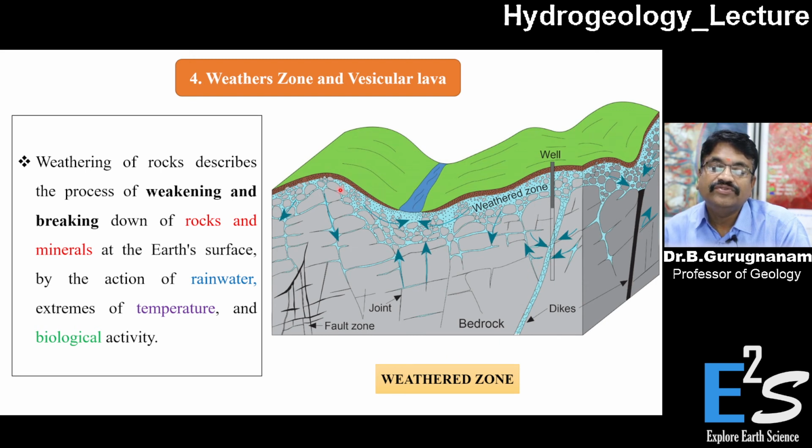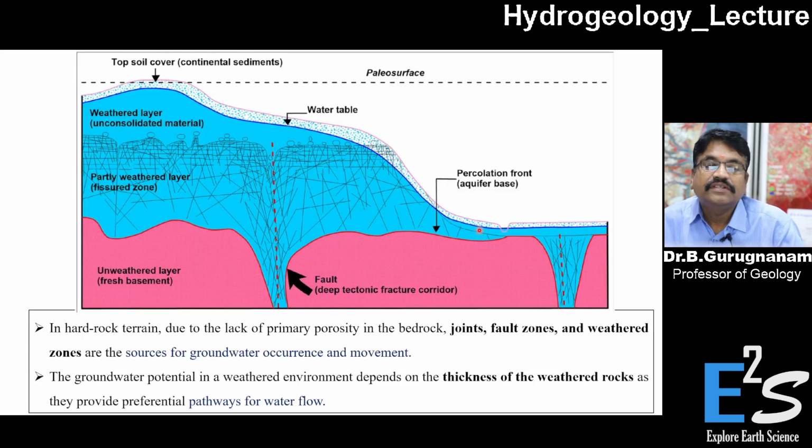Look at the weathered zone. In this weathered zone you will be able to get a lot of open spaces, and all the open spaces are connected. So this will lead you to get a lot of water in the subsurface, right? This is one, and this is topsoil cover. In the topsoil cover there is movement of water, and this is the second zone, the weathered layer, and this is the partially weathered layer, fissure zones, and this is the underground water system.